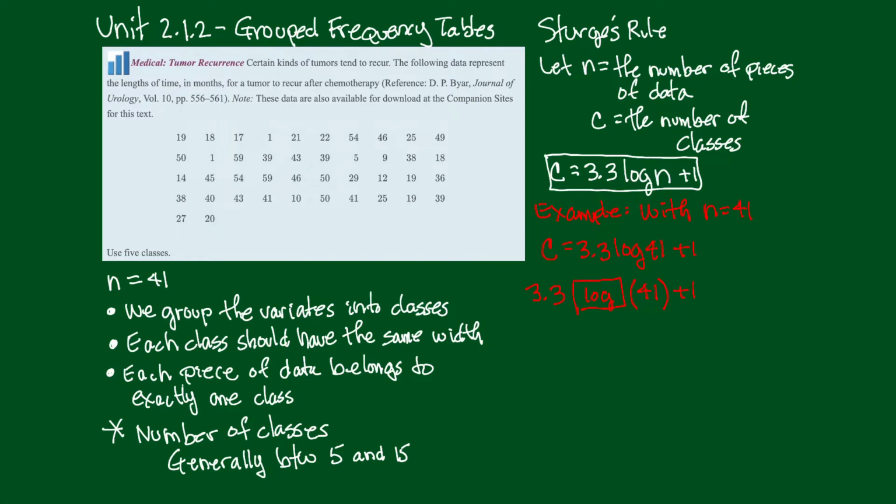Okay, so when I did this, it came out to 6.532... all right? So here's what we have. C is about 6.5. So what could we use here? We could use 6 or 7 classes. However, what we're asked to do in this problem is they've just chosen 5 classes. So we'll use 5 because we'll do it the way that they're asking us. So we will use 5 classes.